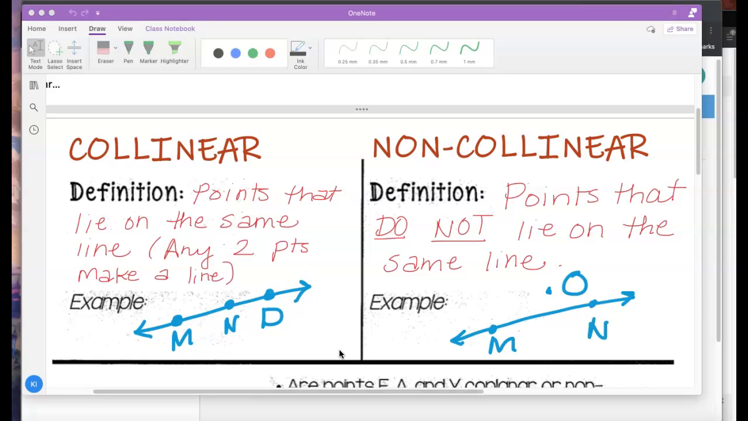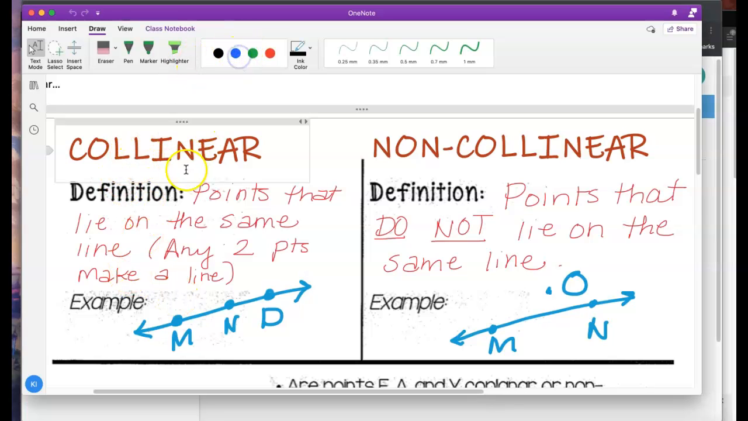So collinear, I want you to think about the root of that word. If you're thinking about linear, well, that means something on a line. And so for something to be collinear, think about co meaning together, right? And so collinear are points that lie on the same line.